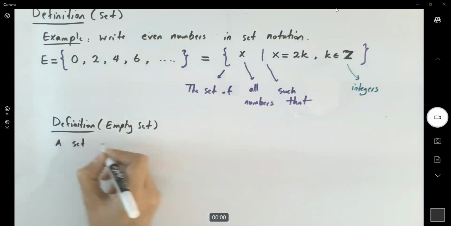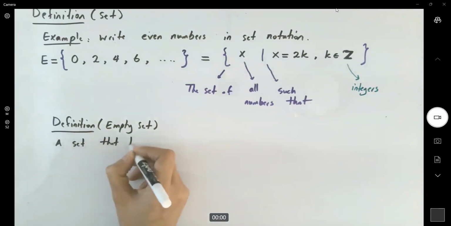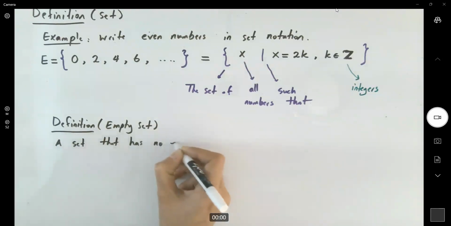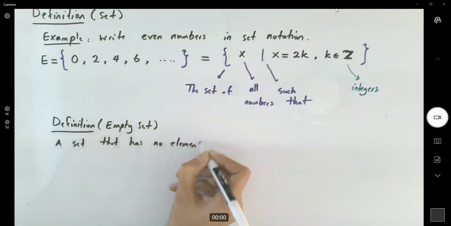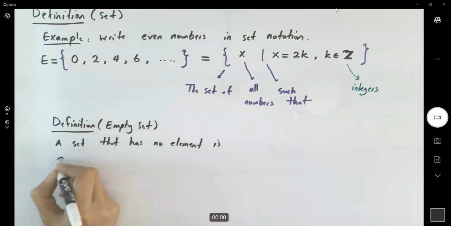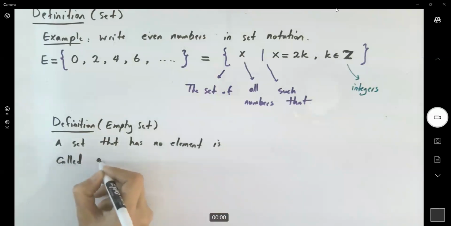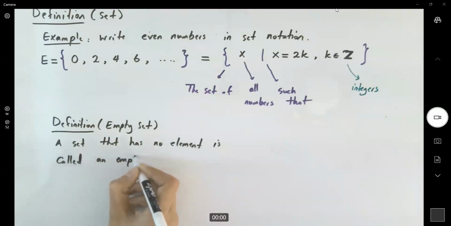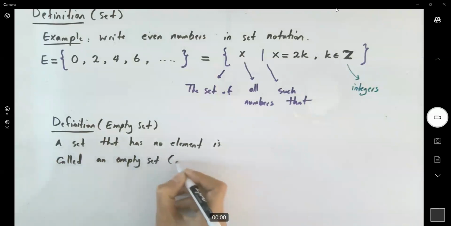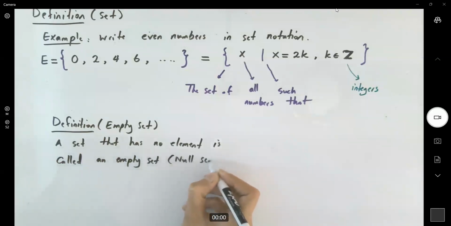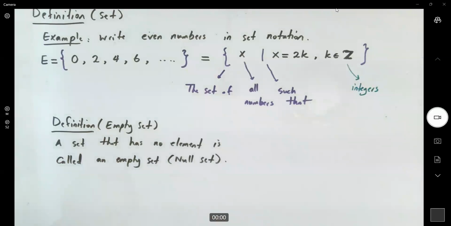A set that has no element is called an empty set, or null set. We represent that by just curly braces with nothing in it.